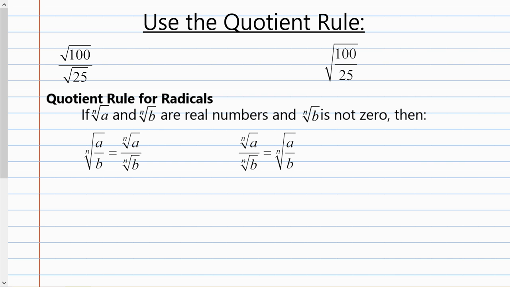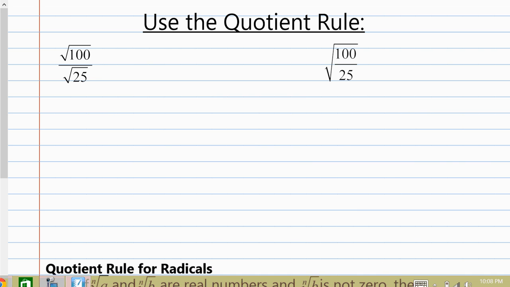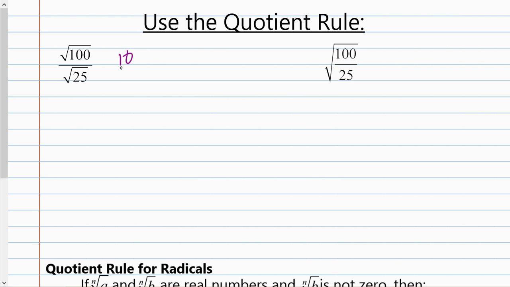So now I want to talk about the quotient rule. Again, we're going to build the rule that we have for ourselves. I would like to look at the square root of 100, which is 10, over the square root of 25, which is 5, and 10 over 5 is 2. Alternatively, I could take my 100 divided by 25 under the radical and get the square root of 4, which is also 2.